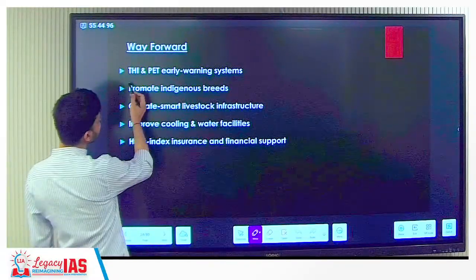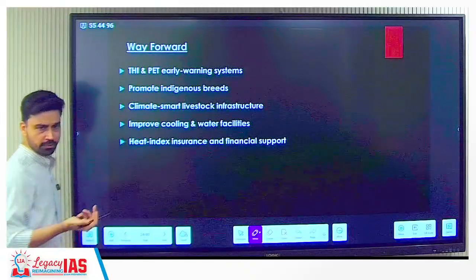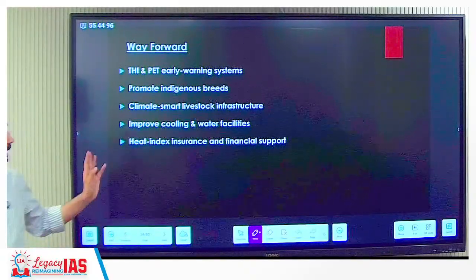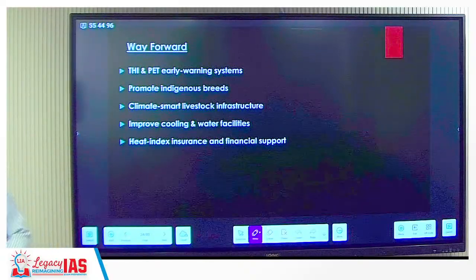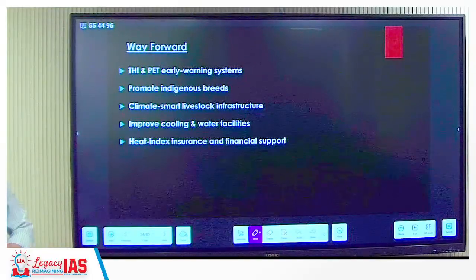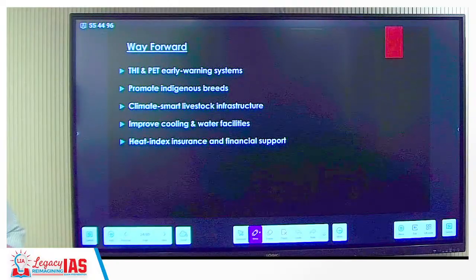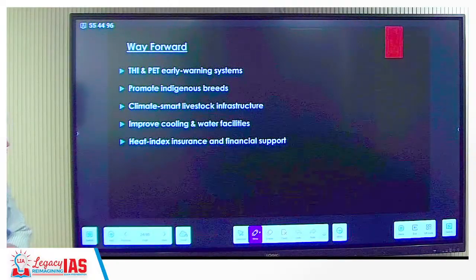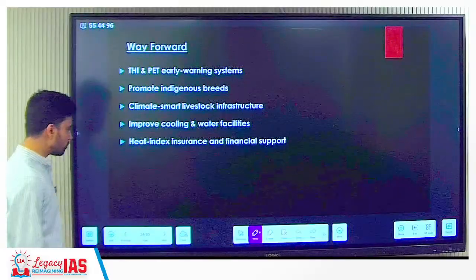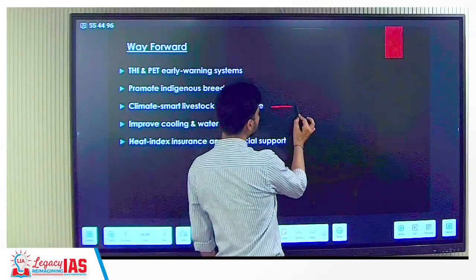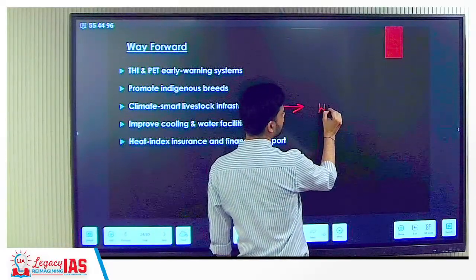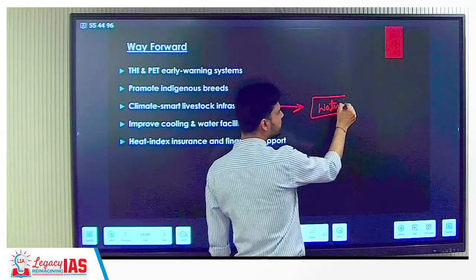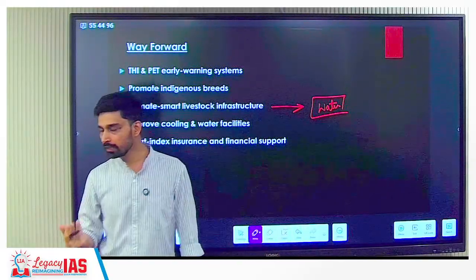Way forward is THI and PET early warning systems should be created, based on the temperature humidity index and the current potential evapotranspiration rate. Promote which kind of breed? Rather than depending upon crossbreeds from Europe and all, we have to promote indigenous breeds because they are more resilient. Climate smart livestock infrastructure. For example, in the areas where temperature is very high, what should we provide near the cattle shed and areas? Water, okay, where they can cool down.